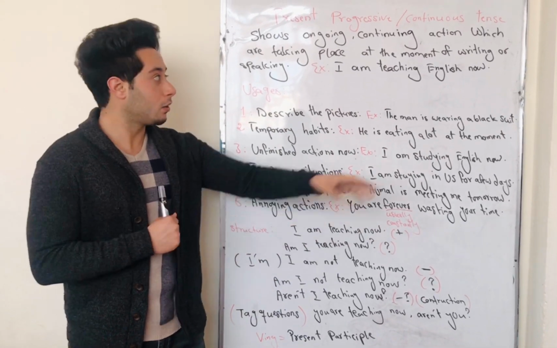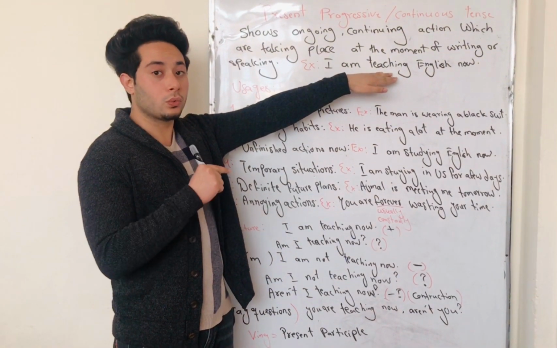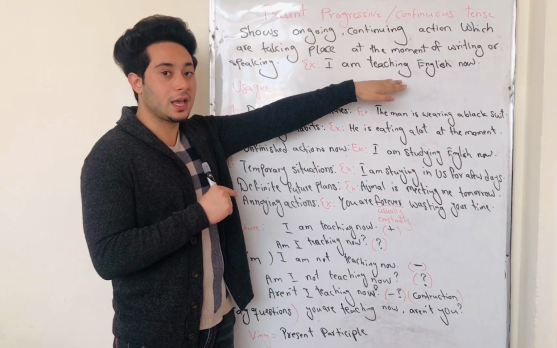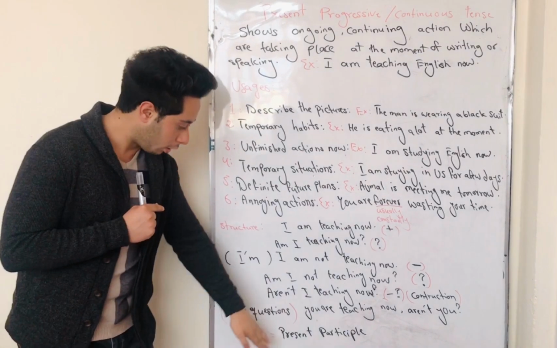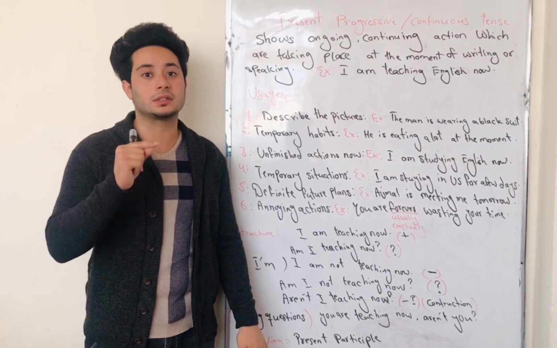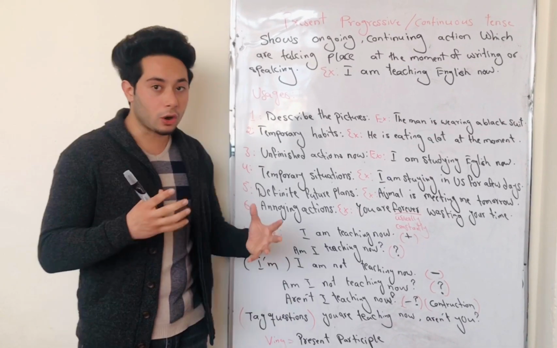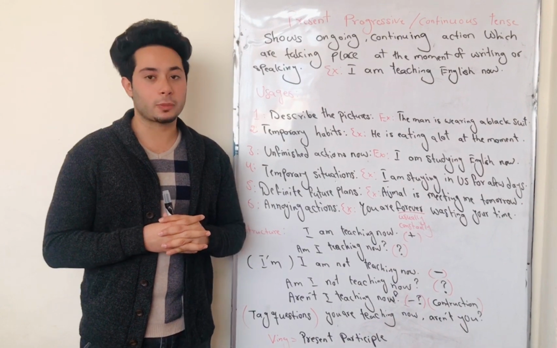In this sentence, by using now and also by using the present participle, it means when we are using verb plus ing, as I mentioned in my previous lesson. I also mentioned here as a note that when we use verb plus ing, we call the form of the verb the present participle form of the verb. Okay, let's talk about the usage of present progressive tense.